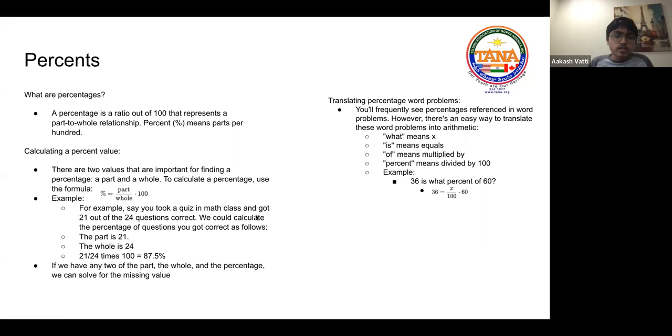So if you have any two of the parts, the whole, the percentage, or the part, then you could just solve for the missing value by following this formula and using algebra.